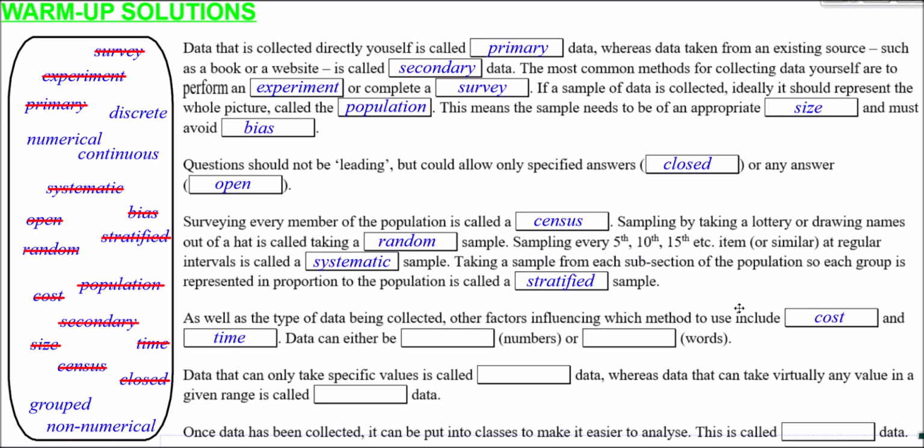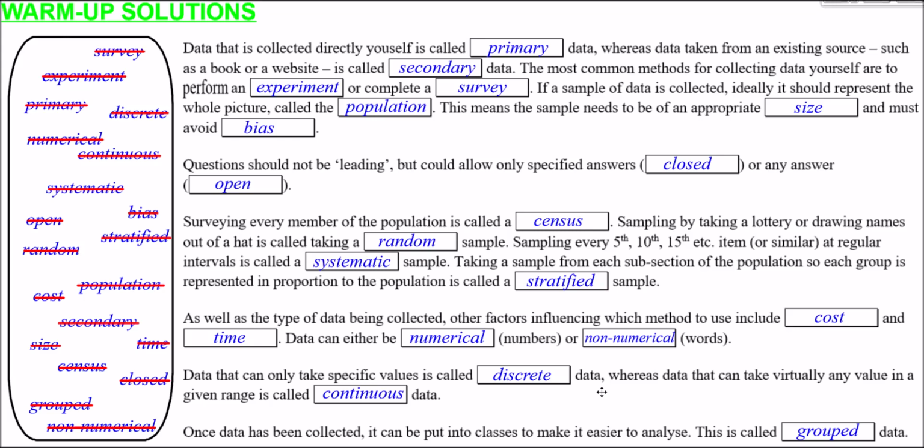Cost, time cost, whichever. Data can either be numerical, numbers, or it could be non-numerical, in other words, described as words. Data that can only take specific values is called discrete data, whereas data that can take virtually any value in a given range is called continuous data. Once data has been collected, it can be put into classes to make it easier to analyse, and this is called grouped data. So well done if you got those words in the correct places, and well done if you did it fairly quickly without using your notes too much, but the main thing is that's where the words go.